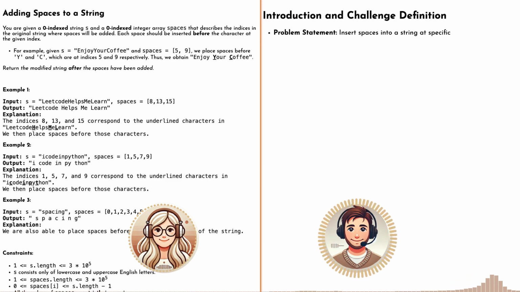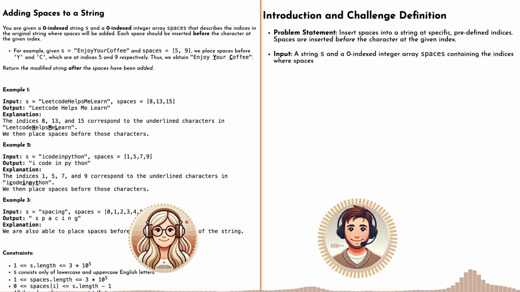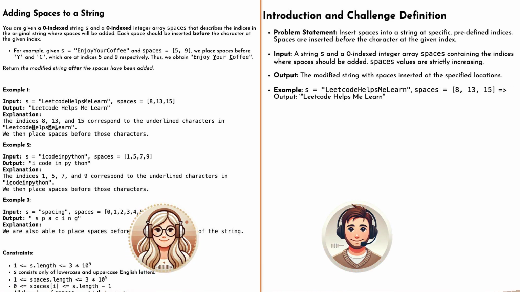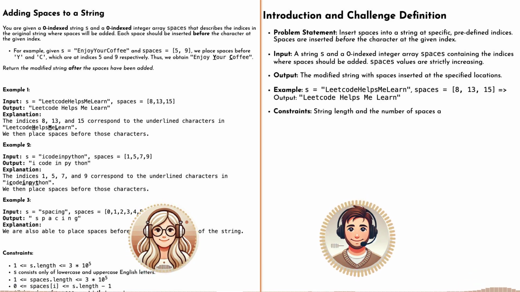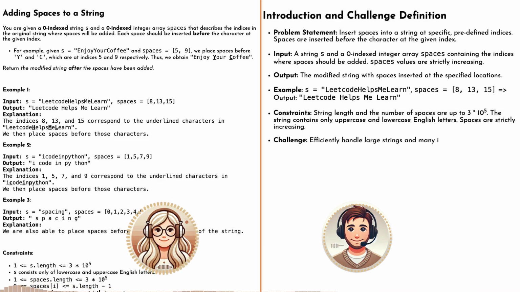Today, we're going to be tackling a coding challenge from AI.Code.Cast that really makes you think about efficiency and how to code elegantly. You know how they throw out those daily brain ticklers? Well, this one is all about adding spaces to a string, but not just randomly. We're talking about placing them very strategically based on specific indices.